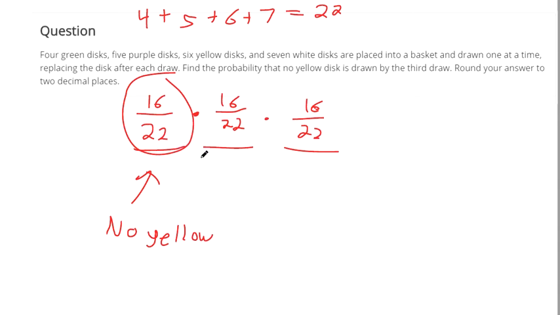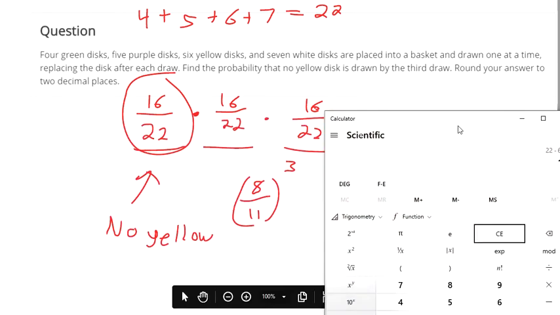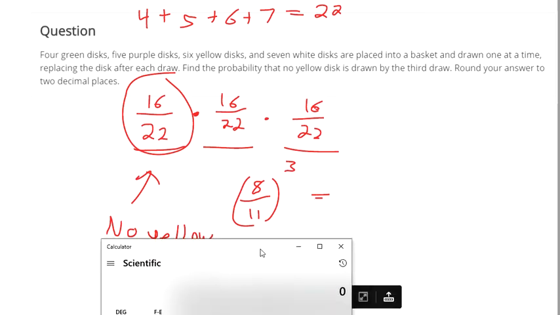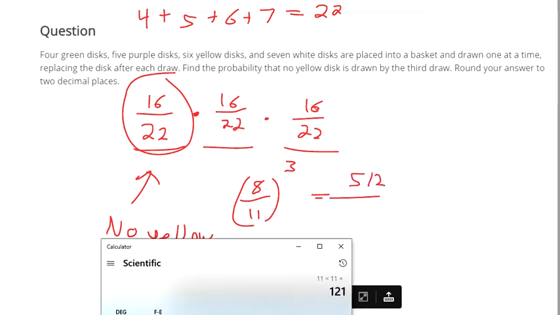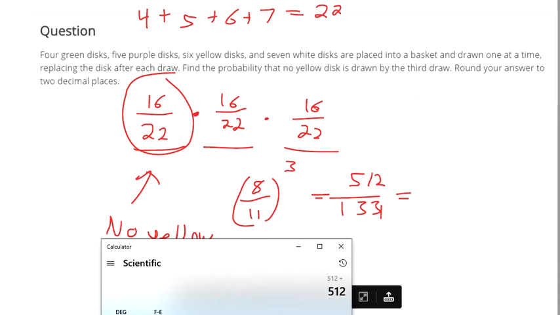And so the probability of not getting a yellow disc on the first and the second one, we have to multiply all these. It might be easier to simplify first. This is 8 over 11, and it's 8 over 11 times itself 3 times. So you can use the exponents, but you don't necessarily have to do this. You could just multiply 8 times 8 times 8, that makes 512, and then 11 times 11 times 11, 1,331. It says round to 2 decimal places, so change that fraction to a decimal: 0.38.